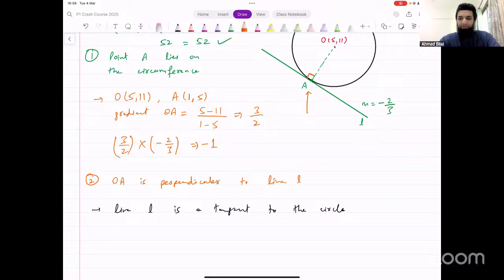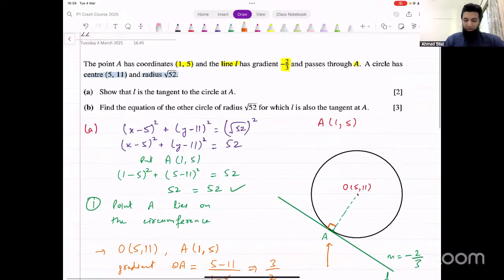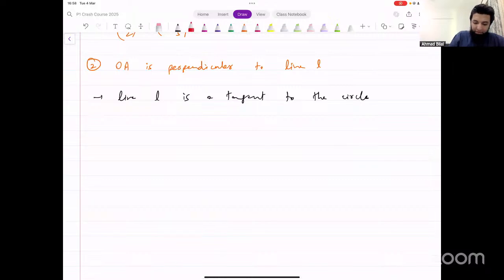Okay. No questions? Let's look at part 2 now. Okay, good. Part B. Let's look at part B now.